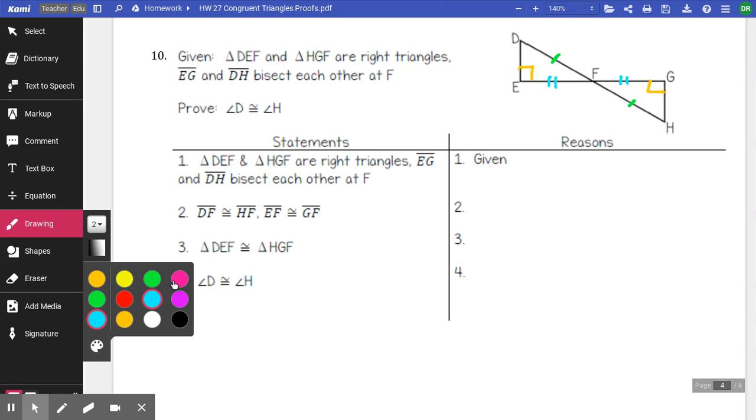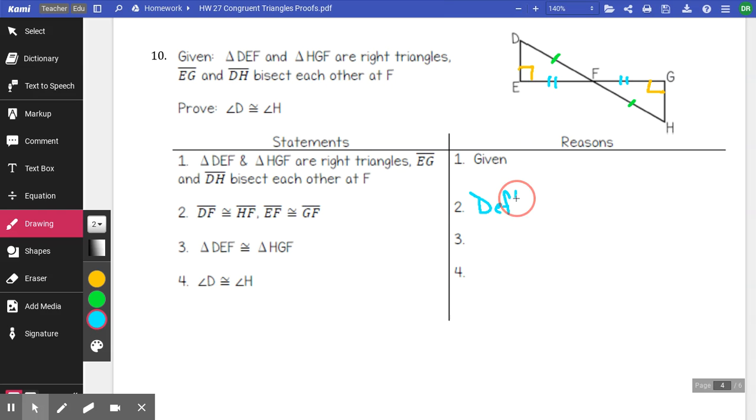So our reason is simply going to be definition of segment bisector.